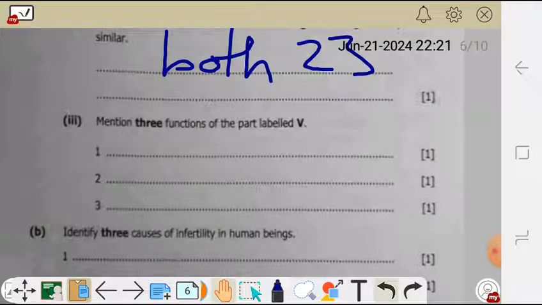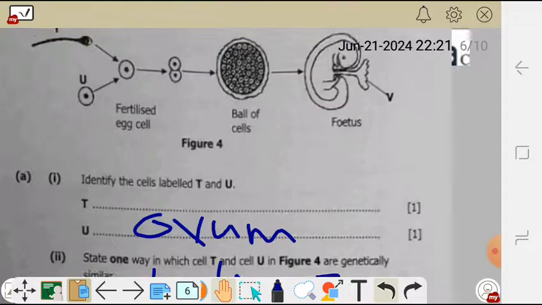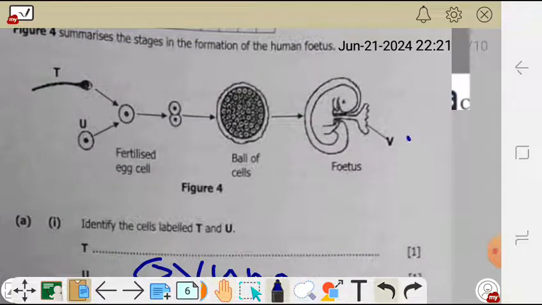Okay, so they are both genetically similar in such a way that they have 23 total number of chromosomes in each. So mention 3 functions of the part labeled V. So that is the placenta there connecting the fetus, connected to the umbilical cord. Okay, so the placenta, the function of the placenta.